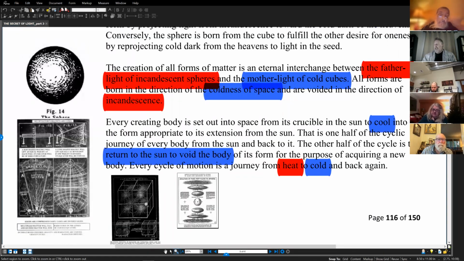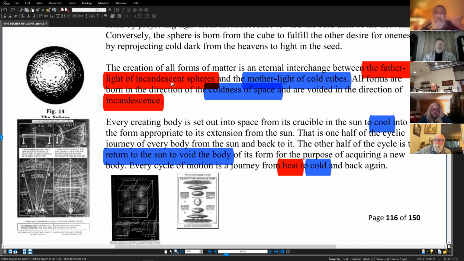As we talk about this, the creation of all forms of matter, eternal interchange between the Father. Again, when you see Father, we see red, we see heat, we see positive, we see male, we see sun. Light of incandescent spheres and the mother light of cold cubes. So when we see mother light, we see negative, we see blue, we see cold, we see female. That's why I have it.